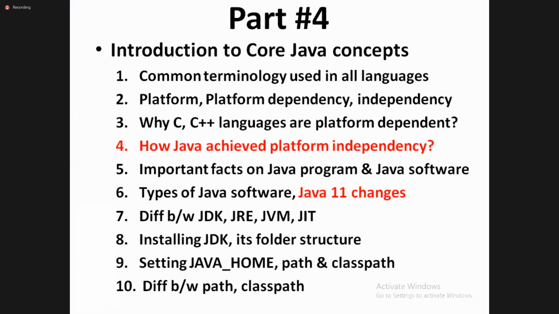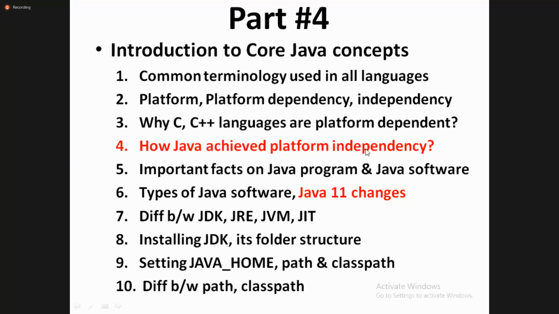Because C and C++ programs are compiled targeting one operating system, whereas a Java program is not compiled targeting any operating system. Problem solved now? If you understand the problem, the solution is easy. That means the compiled code of a Java program is not machine language. Can I say it like that?